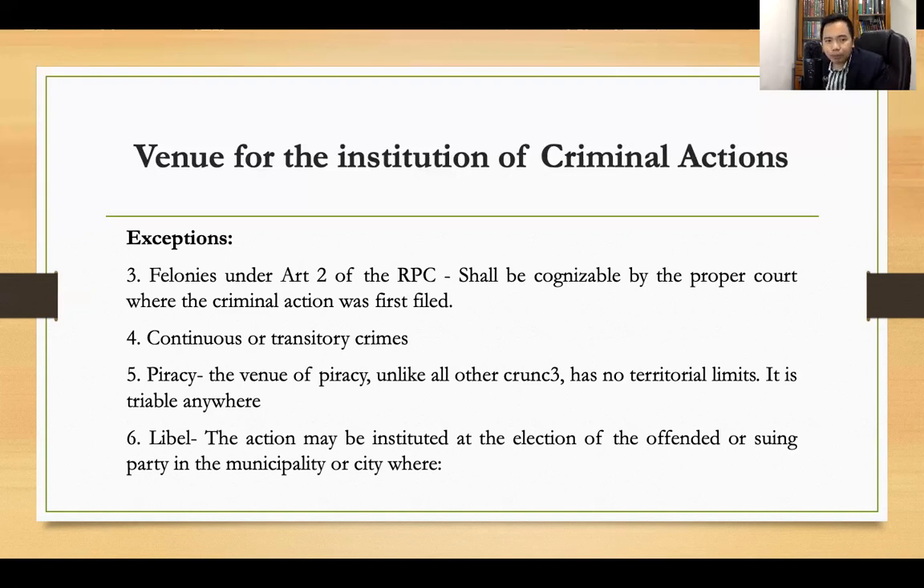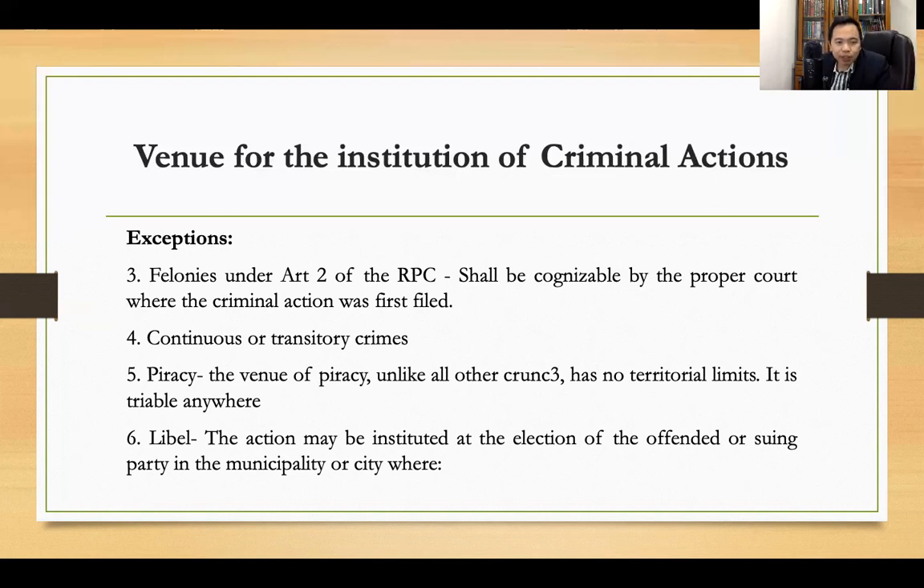The fourth exception is continuous or transitory crimes. And the fifth exception is piracy. The venue of piracy, unlike other offenses, has no territorial limits. The complaint or information can be filed anywhere.